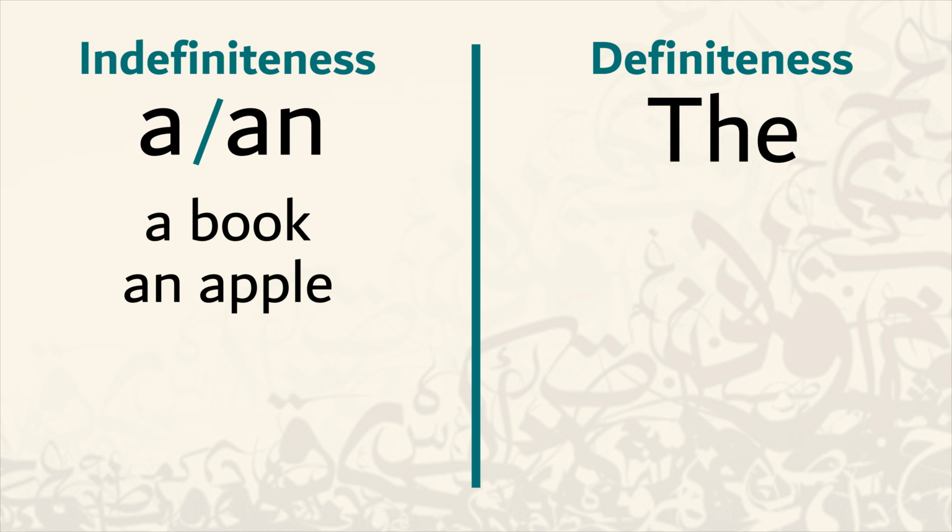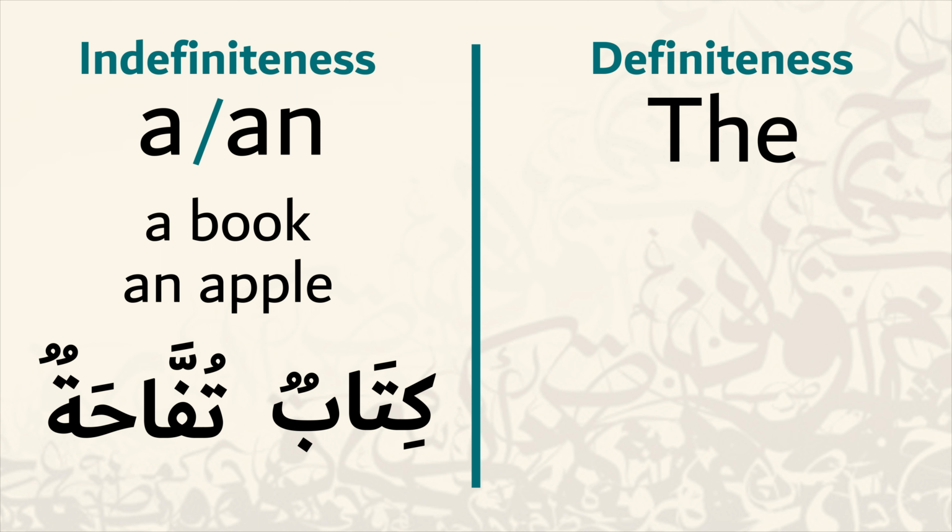In Arabic, the equivalent to indefinite articles is what we call tanween, which is a duplication of the case-ending sign of the noun. Let's see the translation of these 2 examples. A book, kitabun, an apple, tuffahatun. Here is the case-ending sign. It is dhamma by default. And because these 2 words are indefinite, we see 2 dhammas, not only 1.